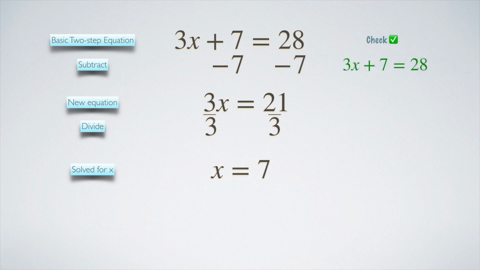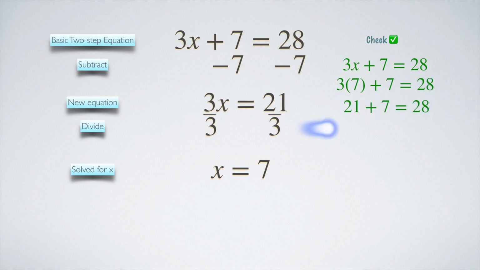When we run our check, substitute 7 in for x. 21 plus 7 does equal 28. And we know that that is the correct answer.